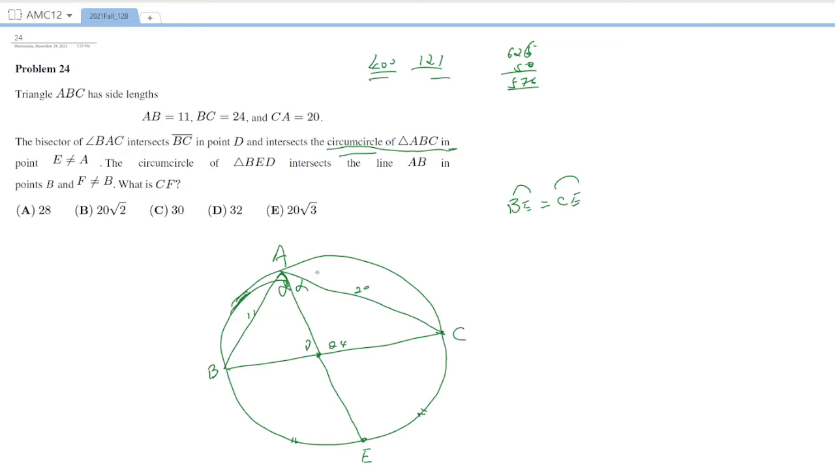Then we have the circumcircle of BDE. Let's draw the circumcircle. So the circumcircle of BDE intersects AB at F, something like this. So it asks us to solve CF, right?